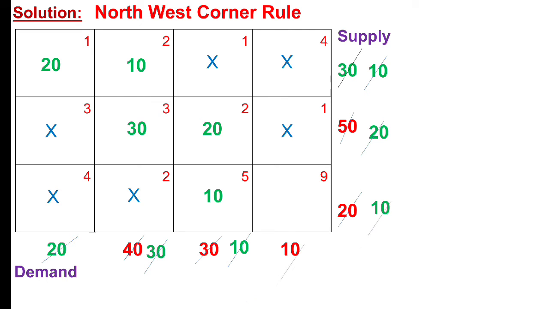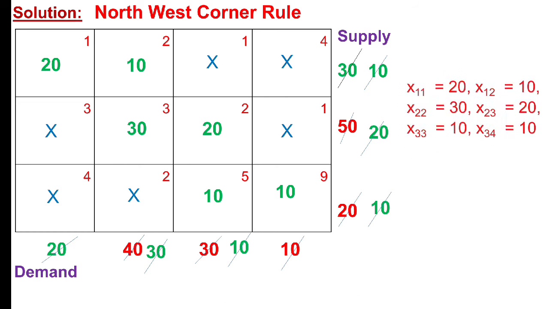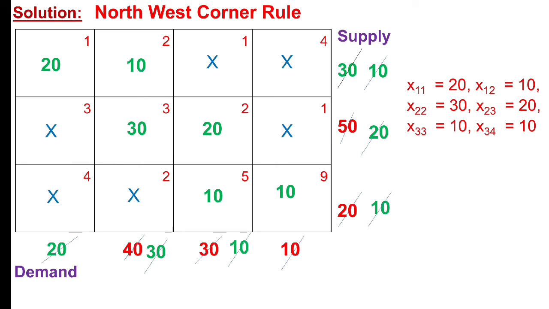Now let us remember the allocations. First row, first column, 20. First row, second column, 10. Second row, second column, 30. Second row, third column, 20. All green, written within the box. Third row, third column, 10. Third row, fourth column, 10. So the values are x11 20, x12 10, x22 30, x23 20, x33 10, x34 10.